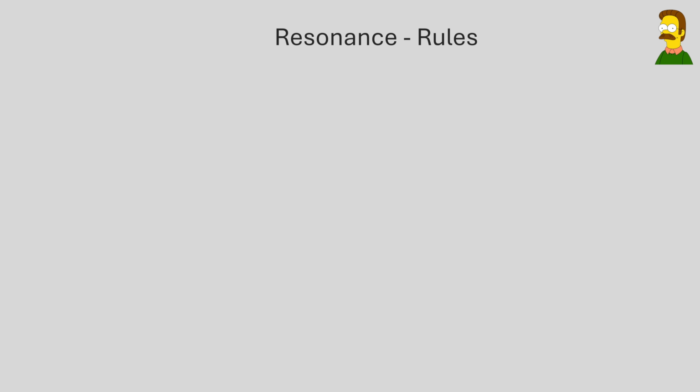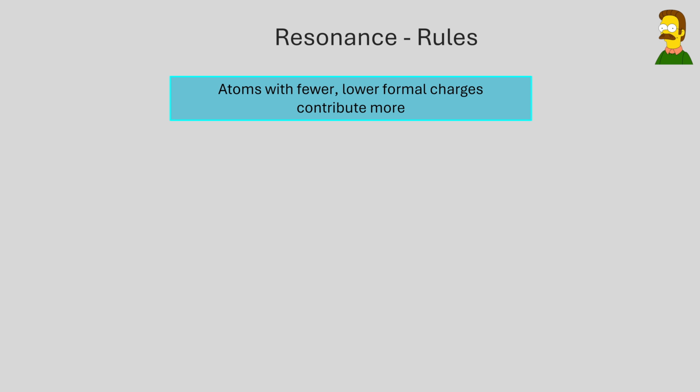Another really cool idea, if I have fewer formal charges or a lower formal charge, that contributes more. What does it mean? Like we saw with water, right? All of the atoms had a 0 formal charge, more stable. If I have a lot of formal charges like +2 or -2, then that's not going to be a stable one. Yeah, this is what this is trying to say.